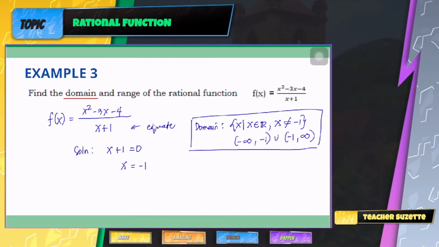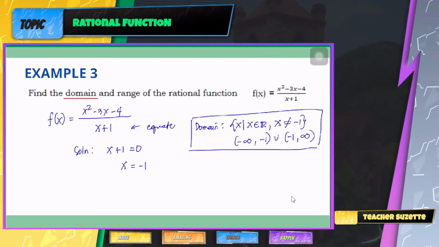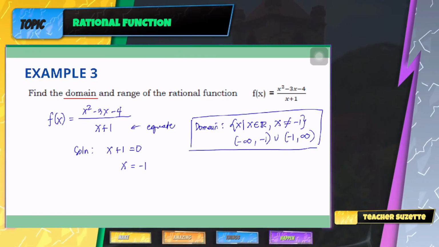So that's it for this video on finding the domain. In our next video, we are going to discuss how to find the range of rational functions.